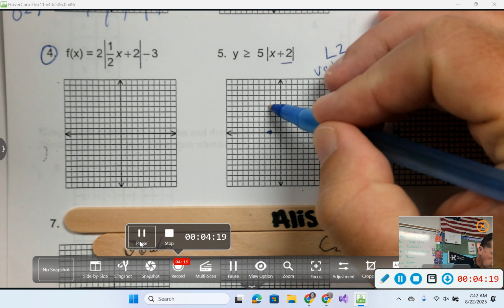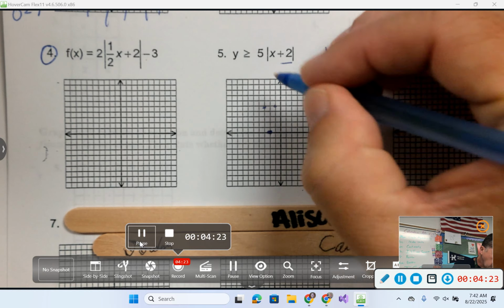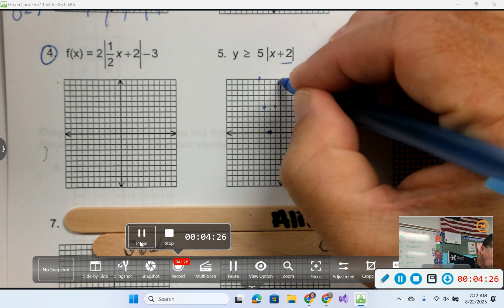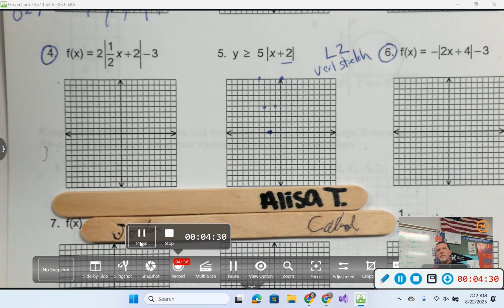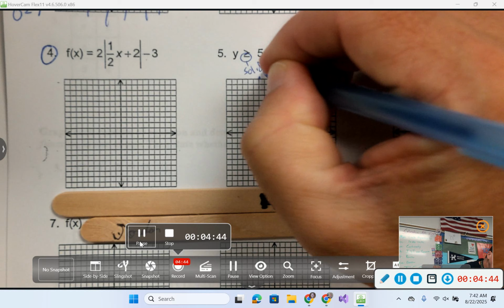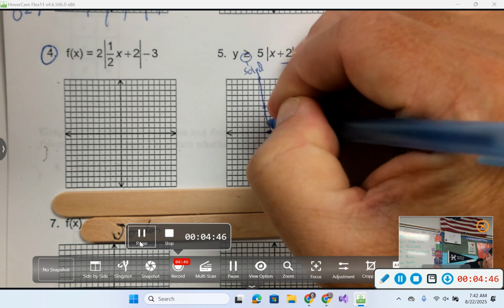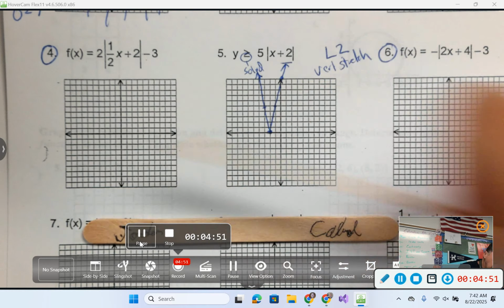2, 3, 4, 5 over 1. 5 over 1. So yeah, very steep V. At least I need to think about this, especially when I'm using a pen. Before I sketch that in, do I want a solid line or a dashed line? Solid line. Why a solid line? Because it's greater than or equal to. Good, the equal to thing. So I do want a solid line because of the equal to part. All right, there's my steep V.